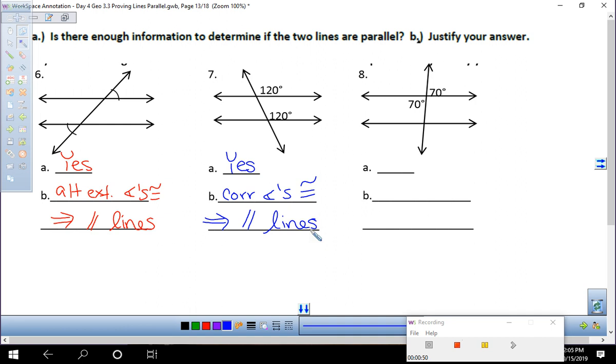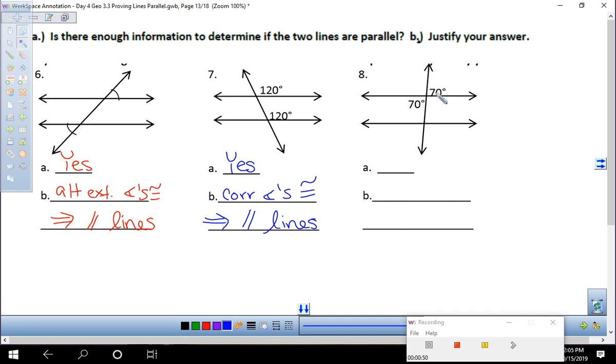So not too difficult, just got to keep those 4 converses in the back of your head. Now number 8. Number 8 can be a little bit tricky because those are vertical angles. Well, we've dealt with vertical angles a lot, but unfortunately vertical angles are not one of the converses that we've been talking about primarily these last couple lessons. So this one's kind of on there to see if it can trick you.